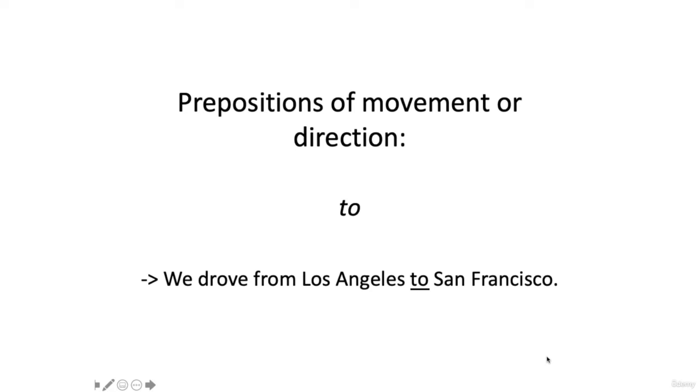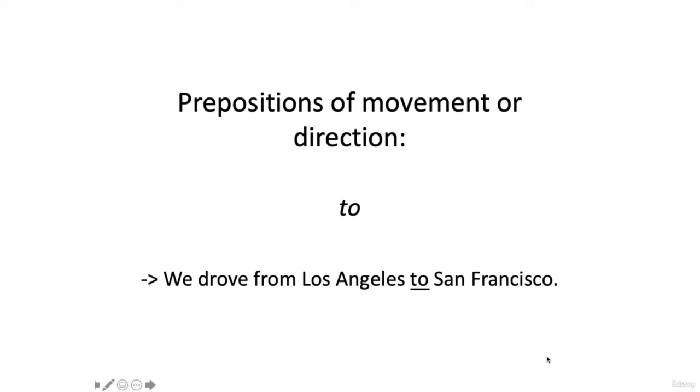Now, prepositions of movement or direction describe how, where, or in what way something moves. The most basic preposition of direction is to, which implies movement in the direction of a goal. For example, we drove from Los Angeles to San Francisco. This means we started in Los Angeles and moved in the direction of San Francisco.